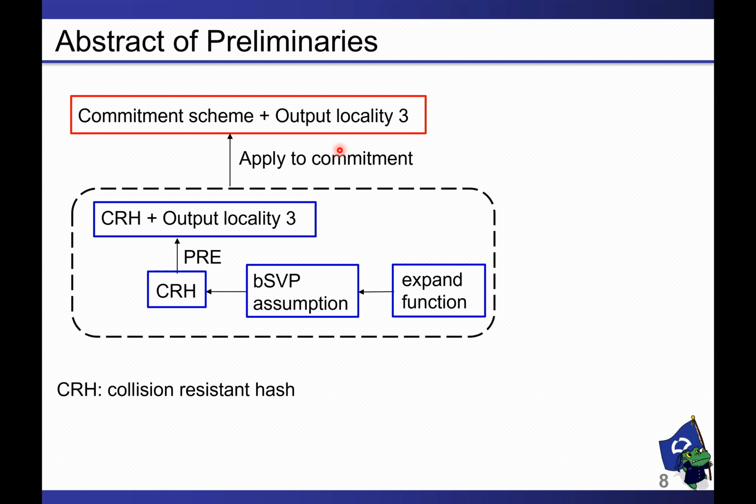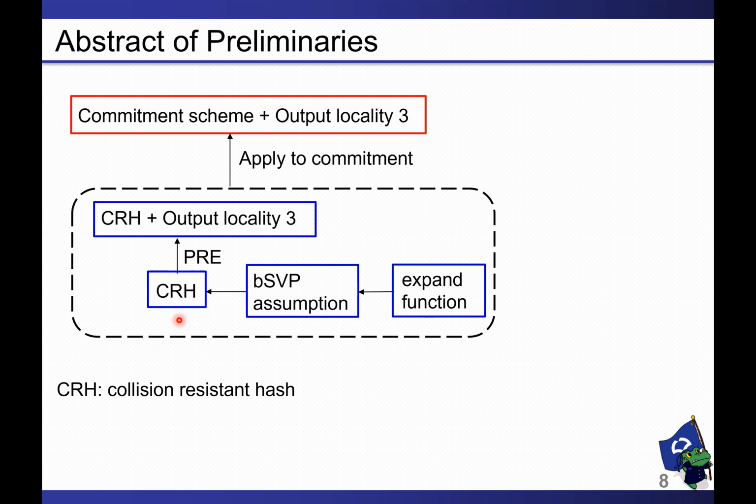So next, we talk about our preliminaries. Before we talk about preliminaries, we talk about the abstract of preliminaries. We have the expand function. We construct the expand function since we want to construct the bSVP assumption. And we construct a collision resistance hash function based on the bSVP assumption. And in this collision resistance hash function, there is no restriction of upper locality.